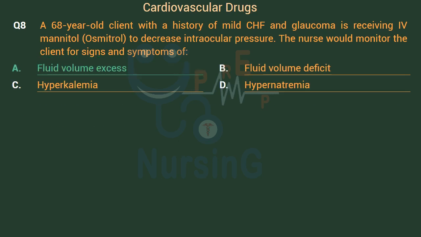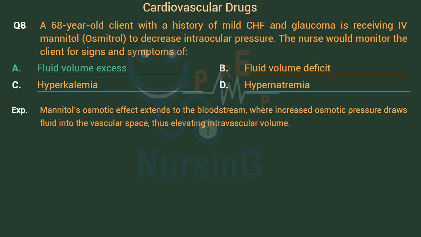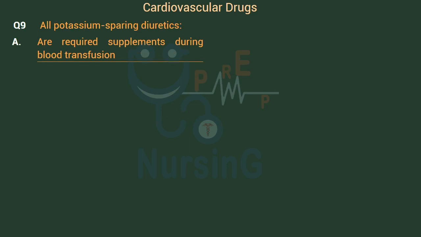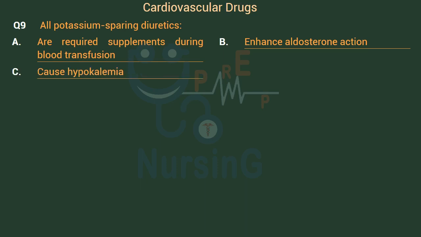Fluid volume excess. Mannitol's osmotic effect extends to the bloodstream, where increased osmotic pressure draws fluid into the vascular space, thus elevating intravascular volume. All potassium-sparing diuretics: Option A. Are required supplements during blood transfusion. Option B. Enhance aldosterone action. Option C. Cause hypokalemia. Option D. Are weak diuretics. Right answer is Option D, are weak diuretics.